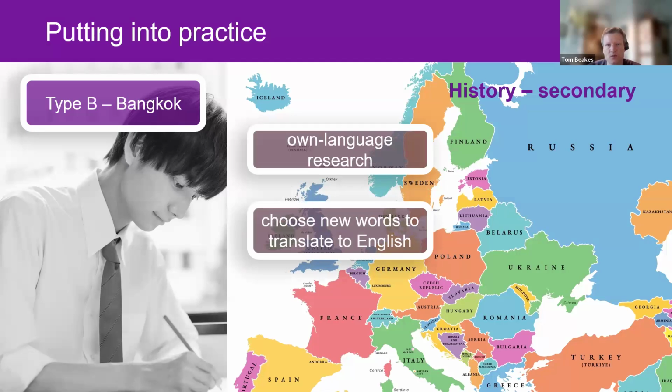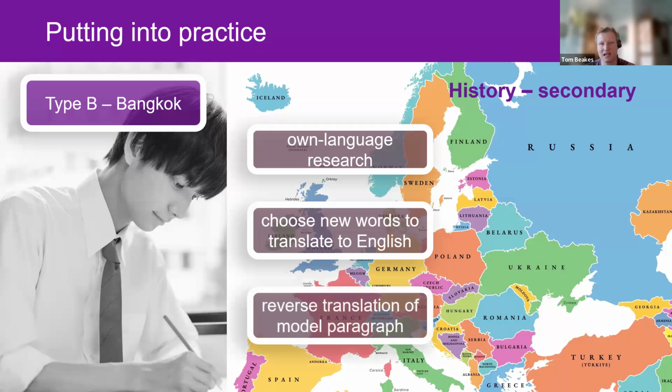And in class, the teacher presents a model paragraph in English comparing two of the case studies. And they discuss the model, and the teacher highlights the key language, especially the comparing language. And then the teacher, who doesn't speak Thai, provides a translated version in Thai. Again, maybe they use ChatGPT, maybe they get the TA just to check that it's factually correct. And the students work in pairs to translate the Thai version back into English, and then they compare their answers with the original model.